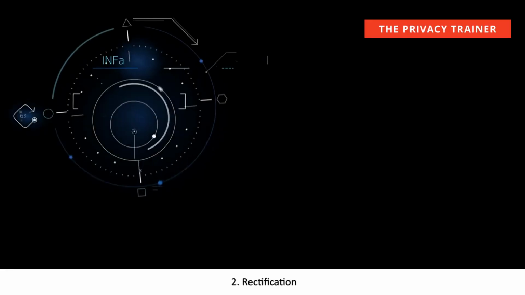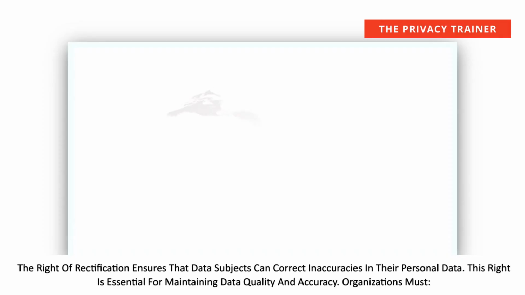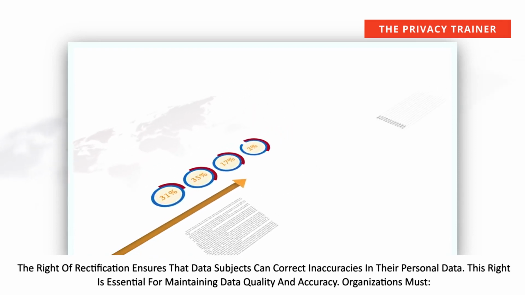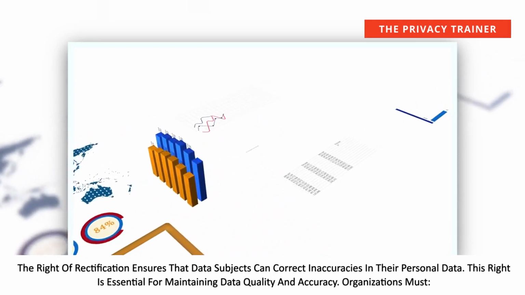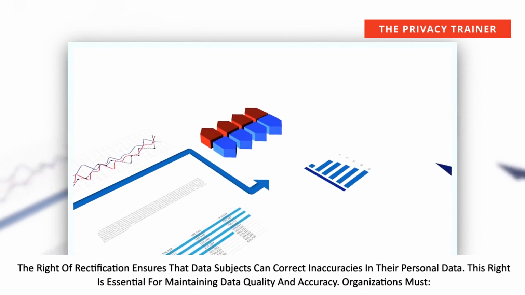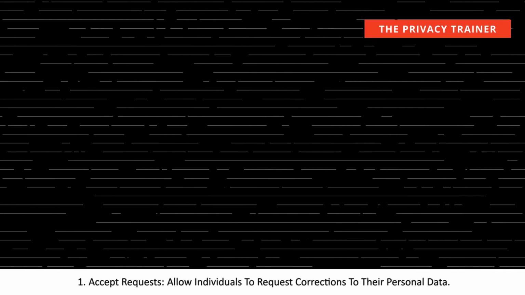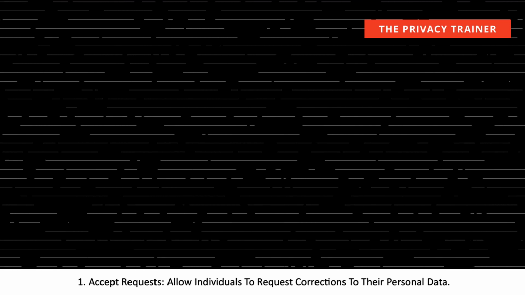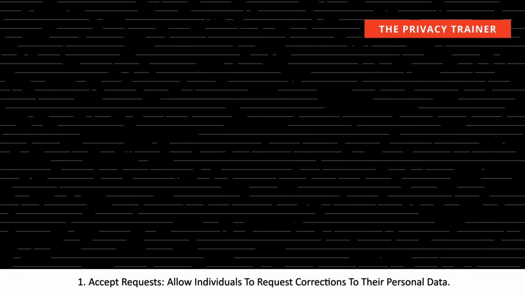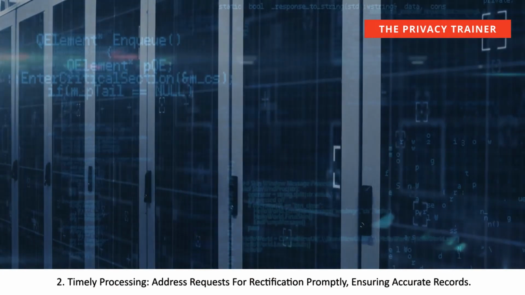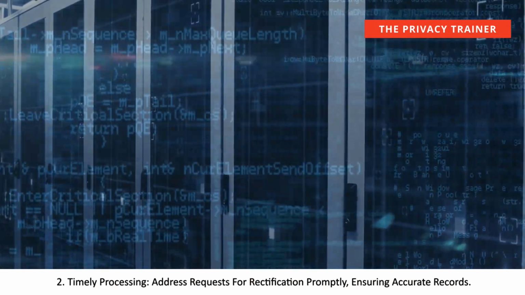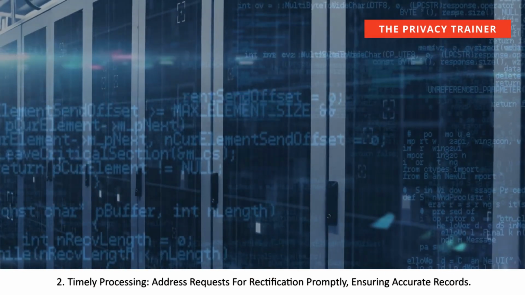2. Rectification. The right of rectification ensures that data subjects can correct inaccuracies in their personal data. This right is essential for maintaining data quality and accuracy. Organizations must: 1. Accept requests. Allow individuals to request corrections to their personal data. 2. Timely processing. Address requests for rectification promptly, ensuring accurate records.